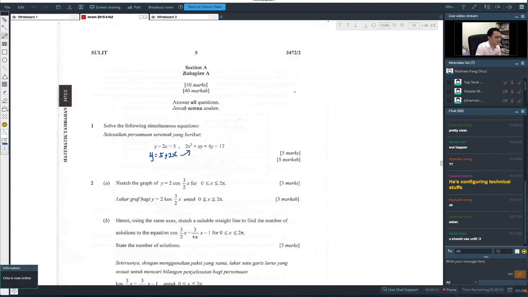So what I will have here is 2x squared plus xy. My y is 5 plus 2x, and then plus 4y, where y is 5 plus 2x, equals 17. No space for me to write. I have to zoom bigger a bit because I need more space to write. Alright, so then I just solve this equation.